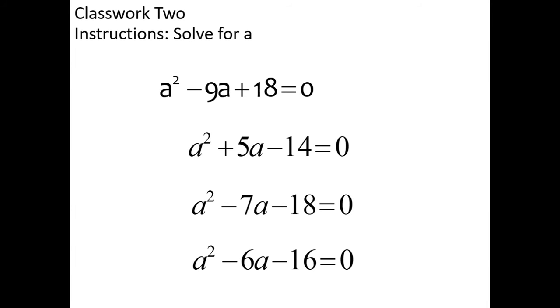Okay, now in these classworks, remember, you've got to do two things. First, you've got to find the two factors. Then you've got to figure out what value of A would make each one of those factors 0. So let's try the first one. Find your two factors, and then we'll look at the factors I got.